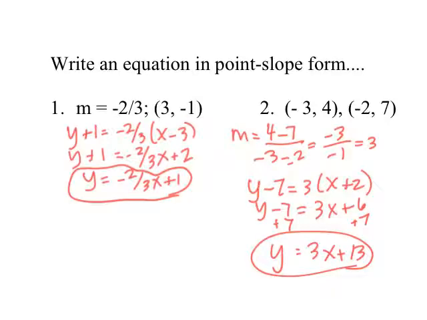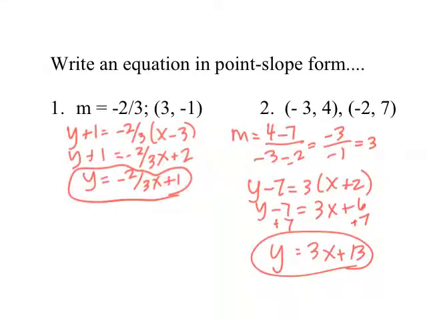All right, and here are your answers. Just a few notes. When I wrote this one down here, I just quickly wrote y plus 1, which is really y minus negative 1. So I just changed the sign there. And this one, of course, is x minus 3.